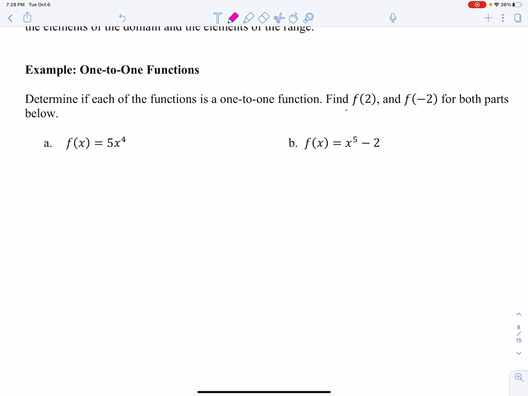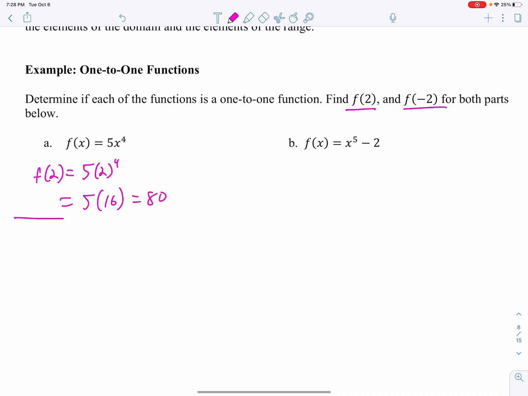In other words, we're going to plug in a positive 2 and a negative 2 and see if we get the same answer. I'll show you. Okay? So in this case, f of 2 means we're going to replace the x with a 2. And remember PEMDAS, do exponents first, then multiply by 5. Okay, so 2 to the 4th is 16. 5 times 16 is 80.